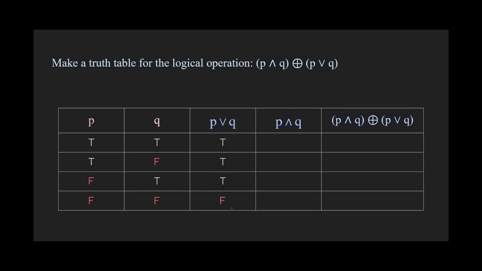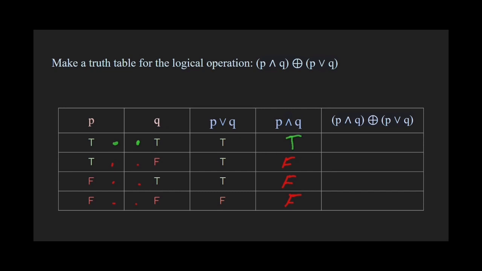So that means that P and Q also has its own truth values that we can find. So P and Q, the simple rule goes, if they're both true, then P and Q is true, or else it's false. So this is true and this is true, so that makes this true. And then this is true and this is false, that makes it false. This is false, this is true, this makes it false. False, false makes it false.